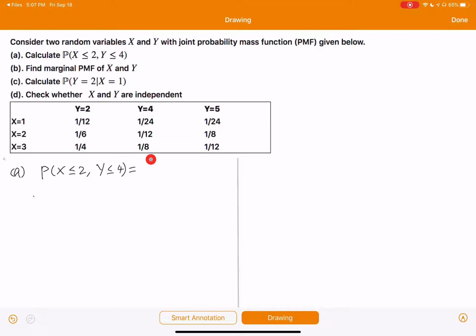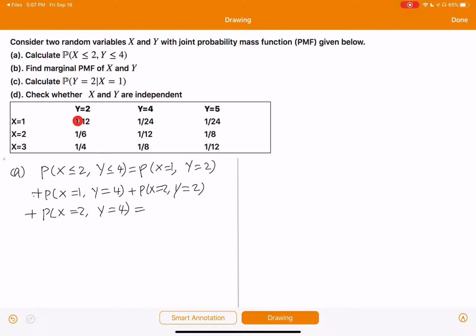So we can write this out. This is equal to probability x takes 1 and y is equal to 2, plus probability x equals 1 and y takes value 4, plus probability x takes value 2 and y takes value 2, plus probability x takes value 2 and y takes value 4. So basically, it's the summation of these 4 numbers: 1 over 12, 1 over 24, 1 over 6, and 1 over 12. The range of x and y that satisfy this condition is this square, right? These 4 values. Let's calculate that. It's 1 over 12 plus 1 over 24 plus 1 over 6 plus 1 over 12, and this is equal to 3 over 8.